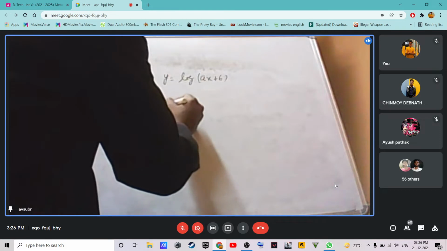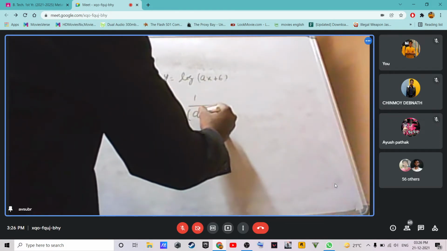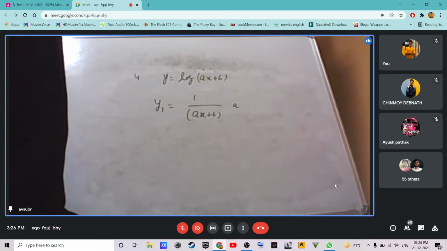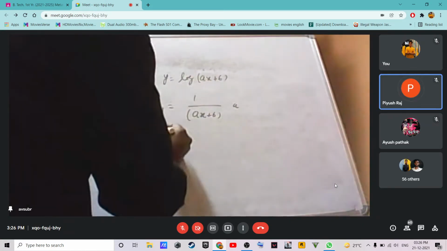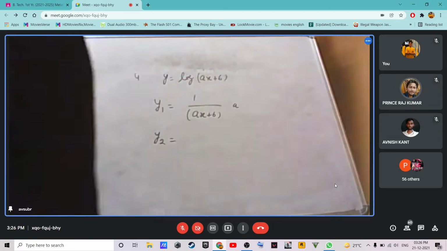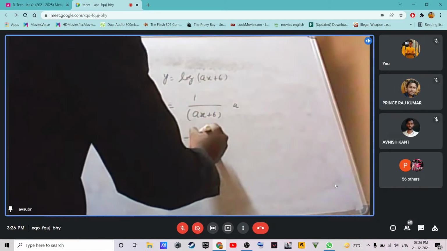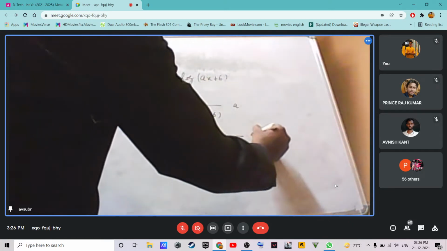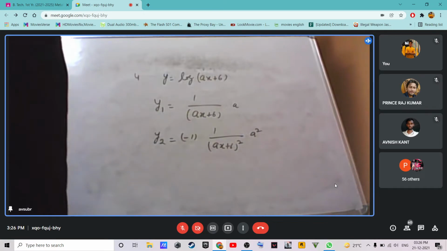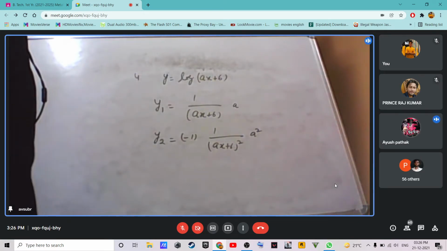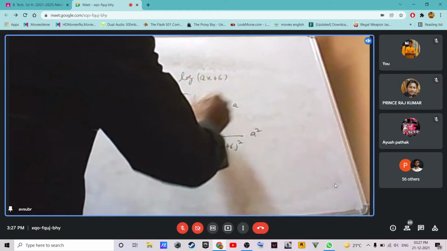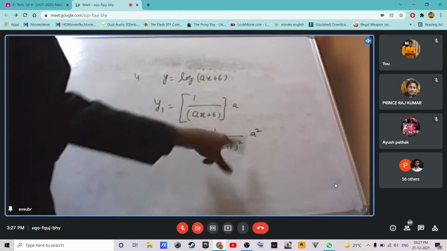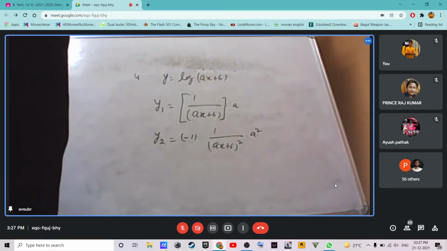So the first derivative will be 1 by ax plus b into a. Am I right? Yes, sir. Second derivative will be minus 1 by ax plus b whole square into a square. Right? From this we have already seen, and the derivative of this, we have to just multiply by this.